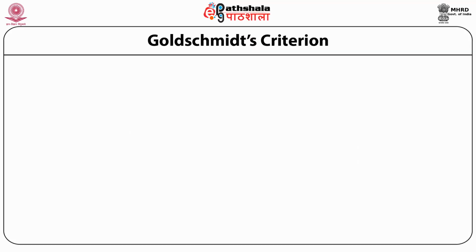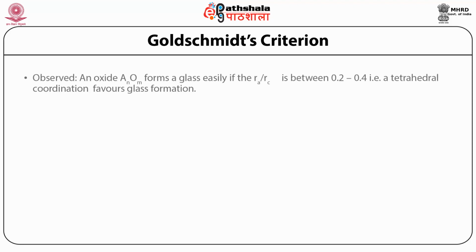Now we come back to Goldschmidt's radius ratio criterion for glass formation. Goldschmidt observed that oxides of the type AnOm form a glass most easily when the radius ratio of the cation to the oxygen ion, Ra by Ro, is between 0.2 to 0.4. In ionic compounds, this ratio determines the structure of the oxide.